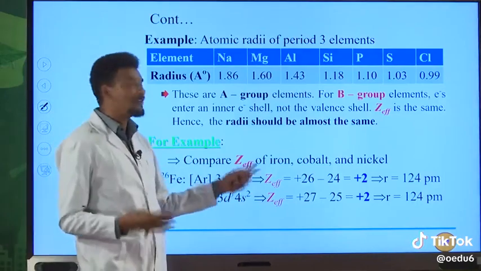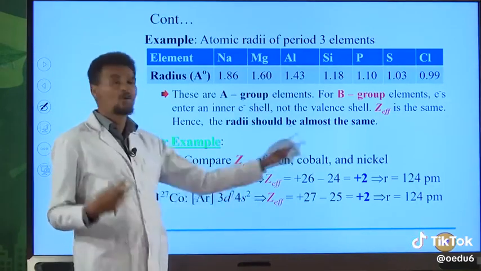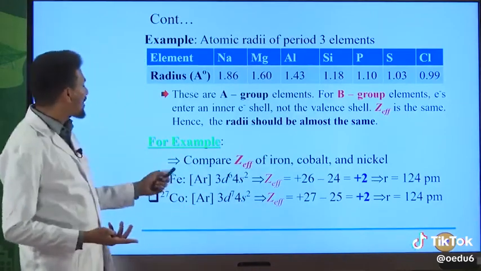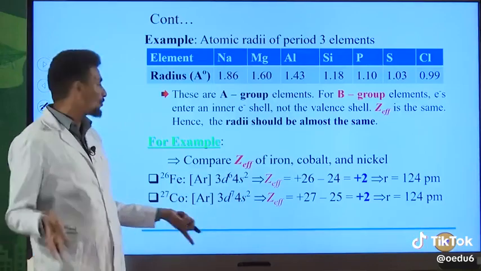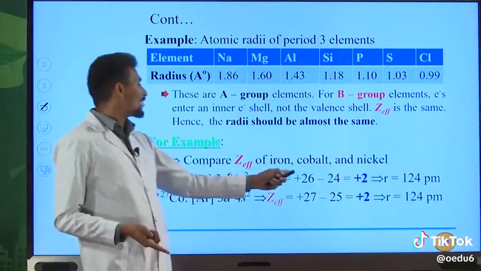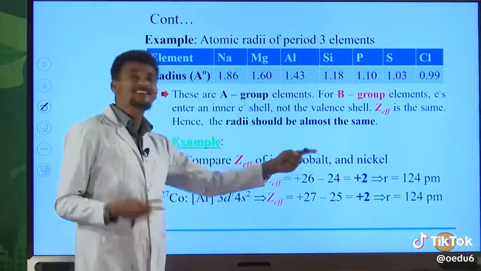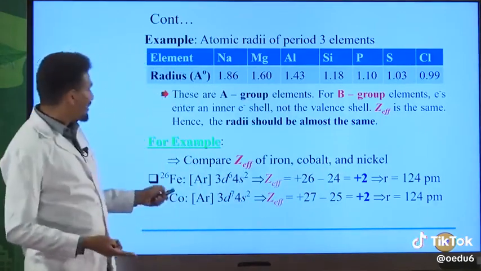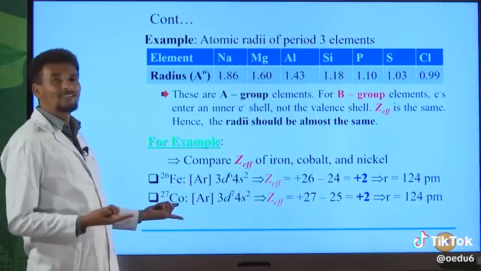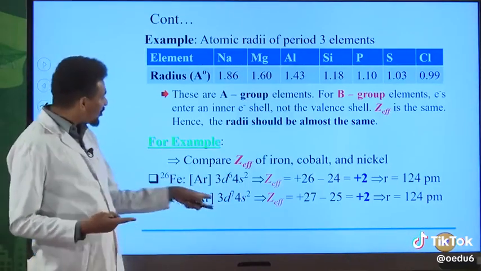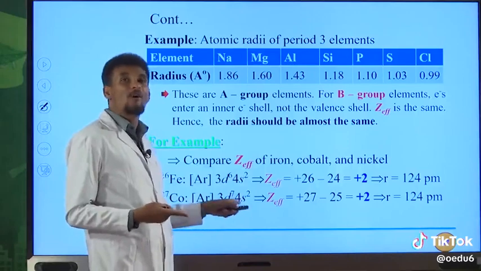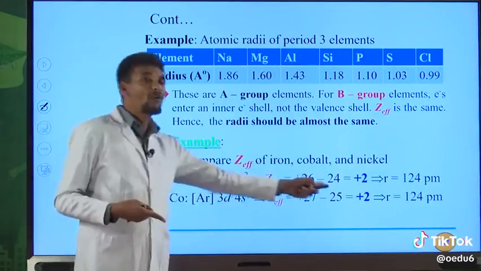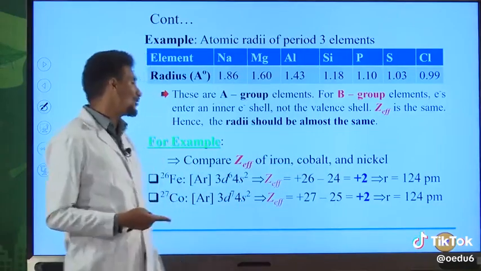Let us compare Z effective, the effective nuclear charge, for iron, cobalt, and nickel. These are B group elements. So iron has 26 protons. So Z effective can be calculated by using plus 26 minus inner electrons, that is 24. So it is plus 2. And the atomic number for cobalt is 27. One electron goes to the inner shell, d orbital. Therefore, Z effective is equal to 27 minus 25. It is also equal to plus 2.